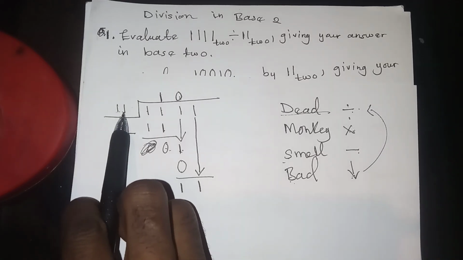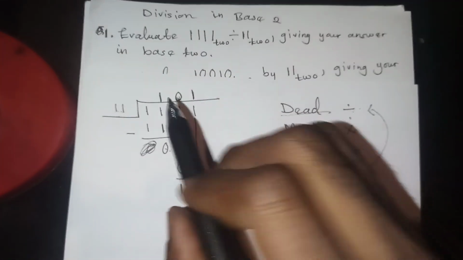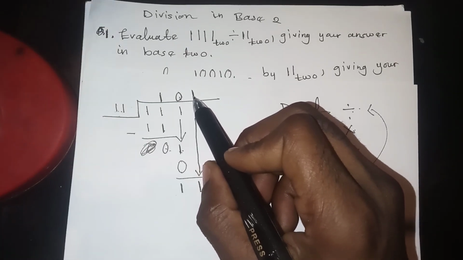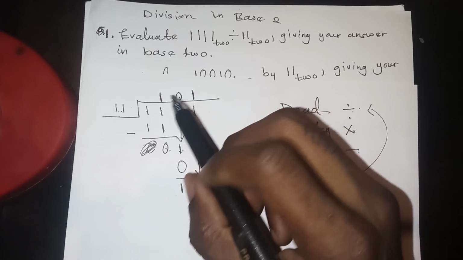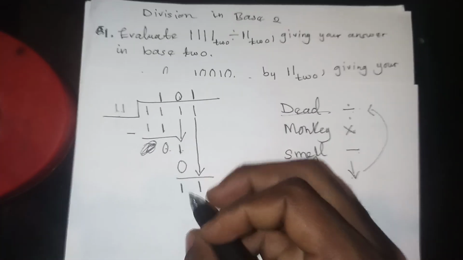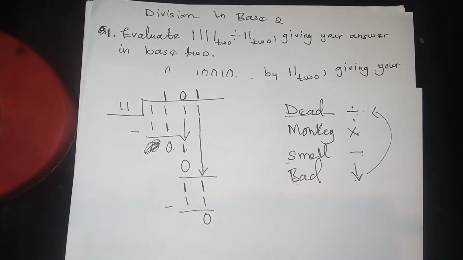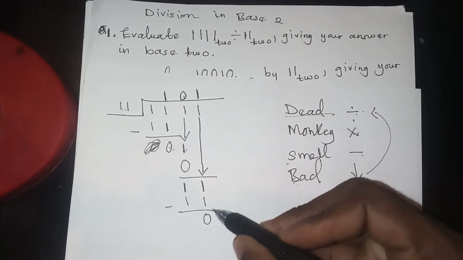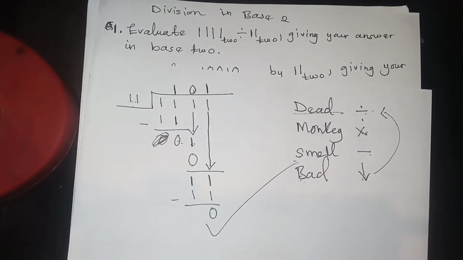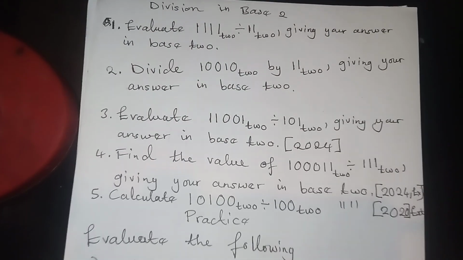So you can say 11 into 11, this is a 1. And then you multiply the quotient here, which is a 1, by 11. So 1 multiplied by 11, that's 11. Then you can subtract the two digits and you have a 0. Since you do not have any other number to bring down, you can consider the problem solved. So let's proceed to the next example.